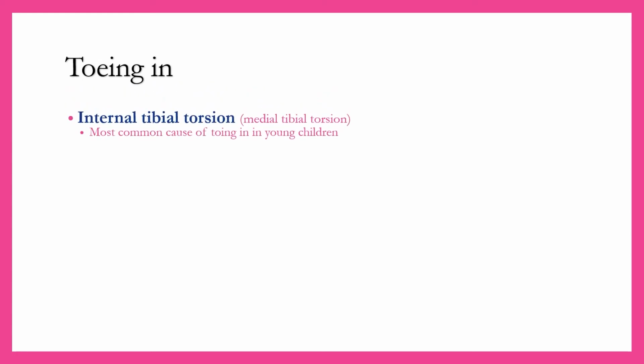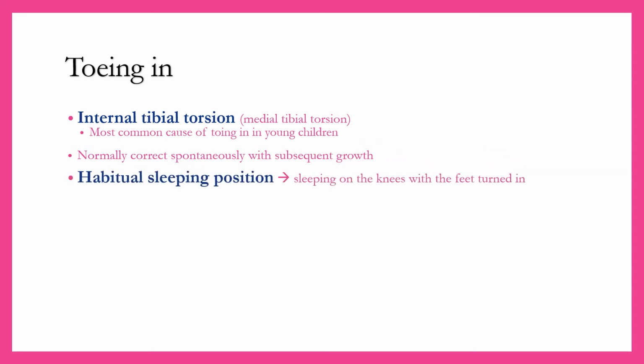The other type of toeing in is internal tibial torsion. It is the most common cause of toeing in young children. It is normally corrected spontaneously with subsequent growth. It is due to a habitual sleeping position, sleeping on the knees with the feet turned in, and could also be due to a habitual sitting position, sitting on top of the inturned feet.